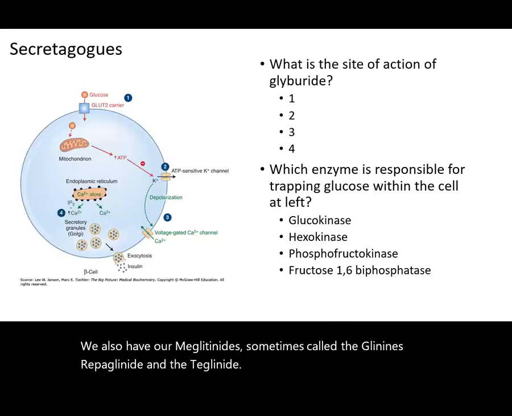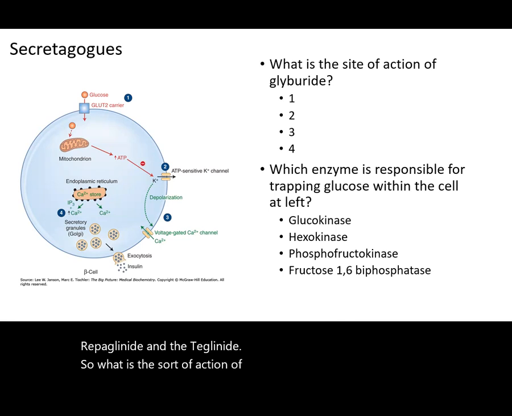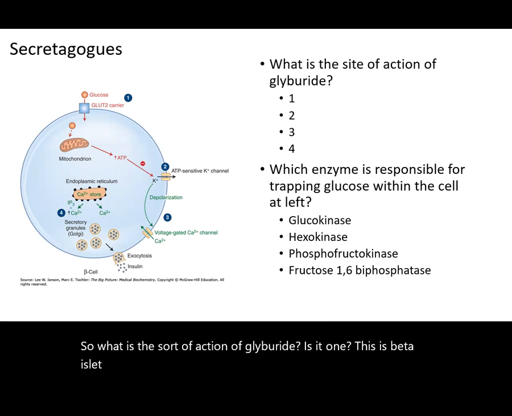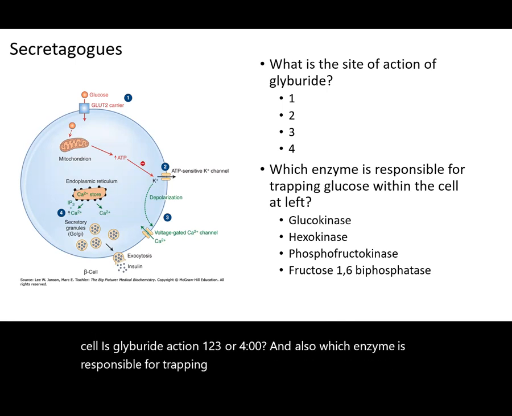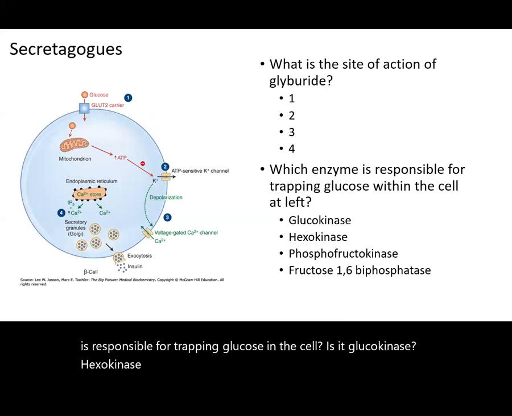So what is the site of action of glyburide? This is a beta islet cell. Is glyburide's action 1, 2, 3, or 4? And also, which enzyme is responsible for trapping glucose in this cell? Is it glucokinase, hexokinase, phosphofructokinase, or fructose 1,6-bisphosphatase?